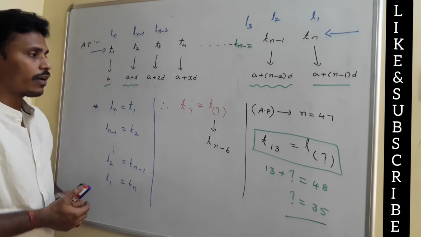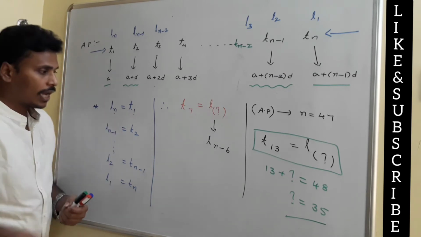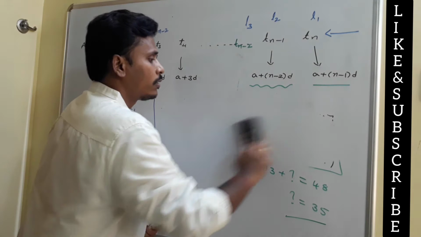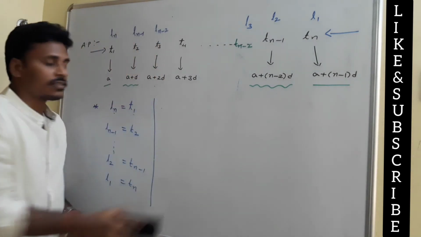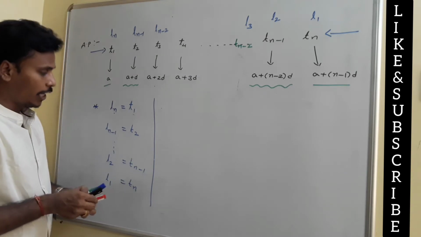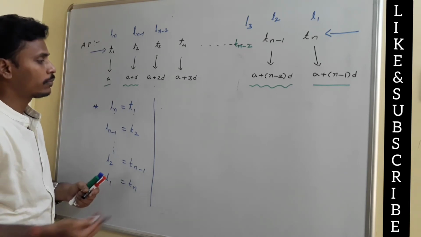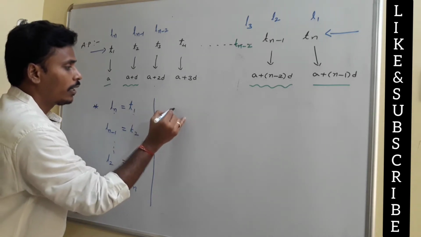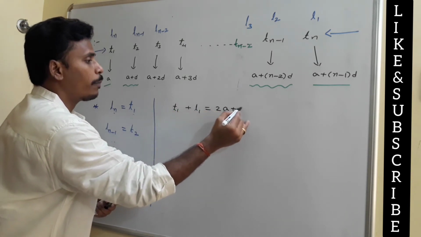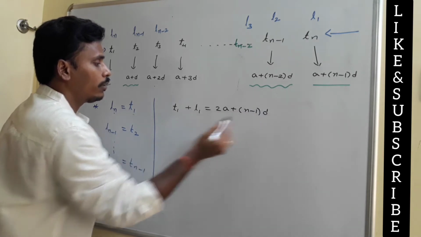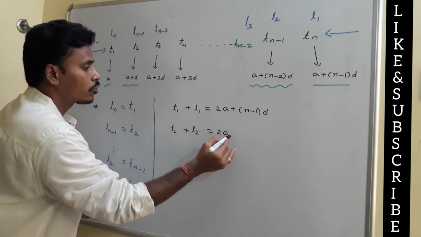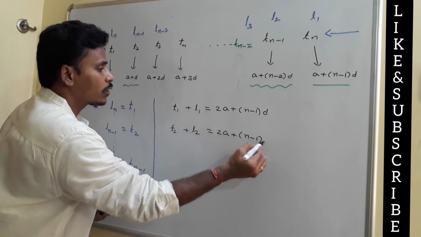And one more task we have to discuss is, I am going to erase all these things, and then see: if you add the first term from that side and the last term from that side, it is equal to 2a plus n minus 1 into d. As I mentioned, T1 plus L1 is equal to 2a plus n minus 1 into d. And again T2 plus L2 is equal to 2a plus n minus 1 into d.